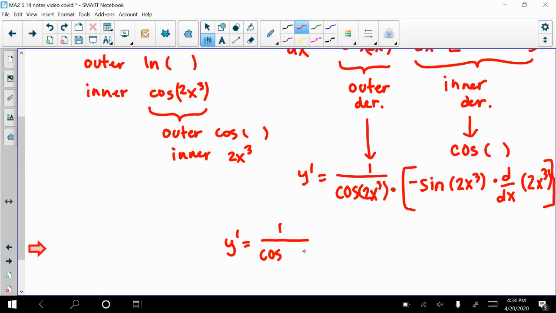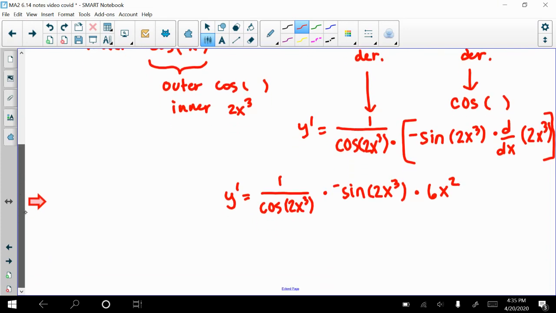Okay. So we have cosine of 2x cubed times, and then times negative sine of 2x cubed, right? Multiplied by, and now I'm going to take the derivative of 2x cubed. Just going to use the power rule on that. So the exponent's going to come down. 3 times 2 is 6, and then x, and then the degree goes down by 1. 3 minus 1, which is 2. Now I'm going to simplify.